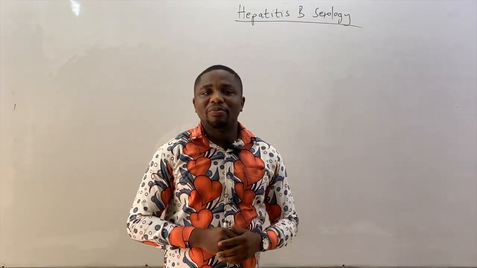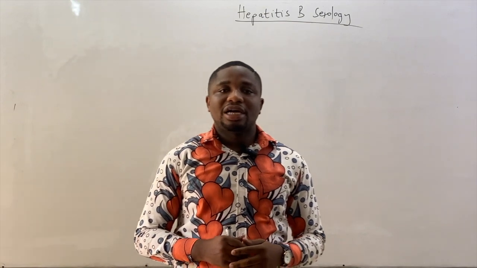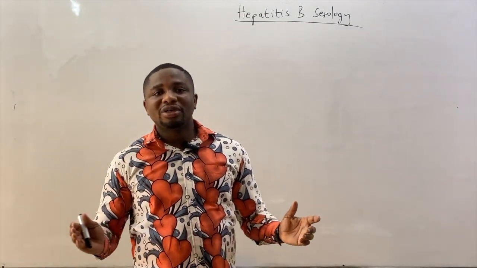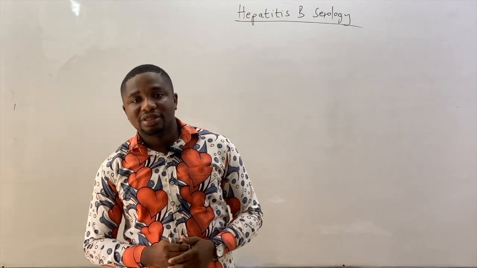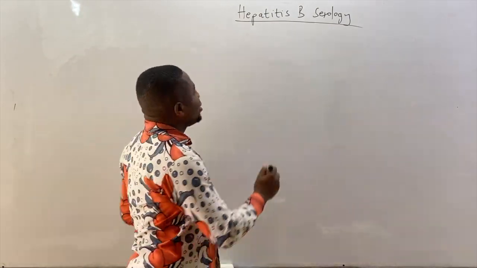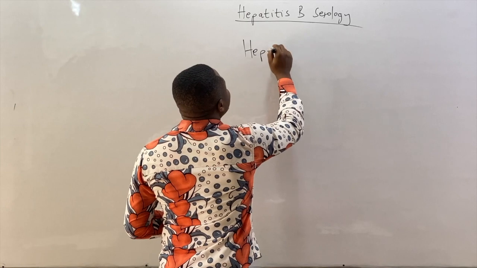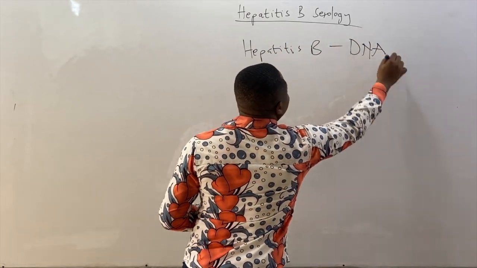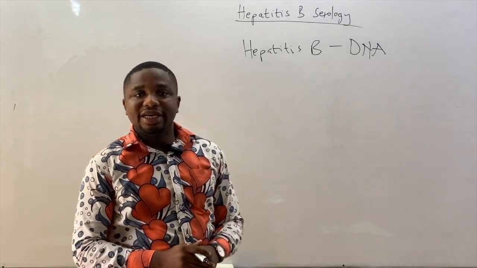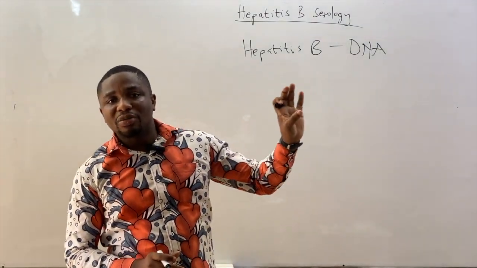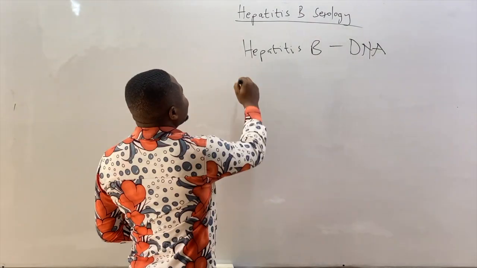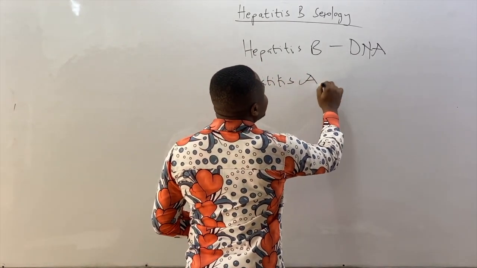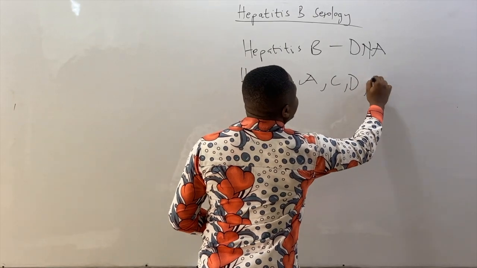B has a complex understanding. Why am I saying so? Because among all the hepatitis serotypes, it is only hepatitis B which has DNA. Hepatitis B has DNA, meaning that it's double-stranded. Unlike the rest, that will be hepatitis A, C, D, and E.